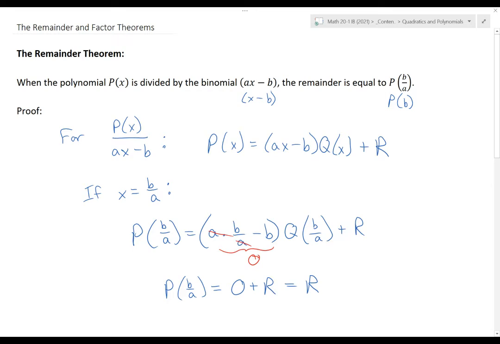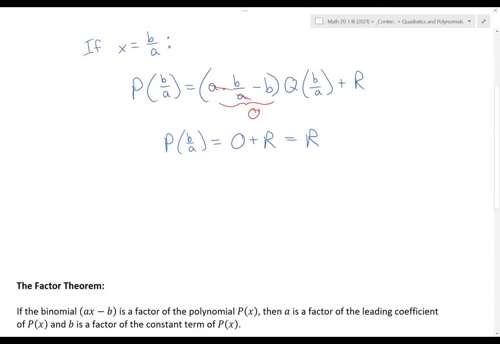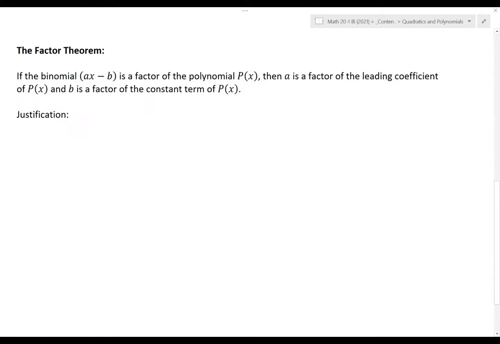We'll come back to how that's useful for factoring polynomials in a couple of minutes. But first, we're also going to look at the factor theorem. The factor theorem says that if a linear binomial, ax minus b, is a factor of a polynomial, then a has to be a factor of the leading coefficient of that polynomial, and b has to be a factor of the constant term of that polynomial.